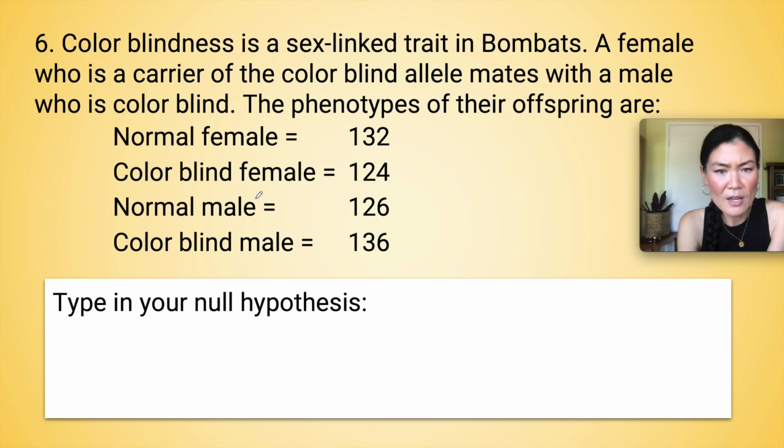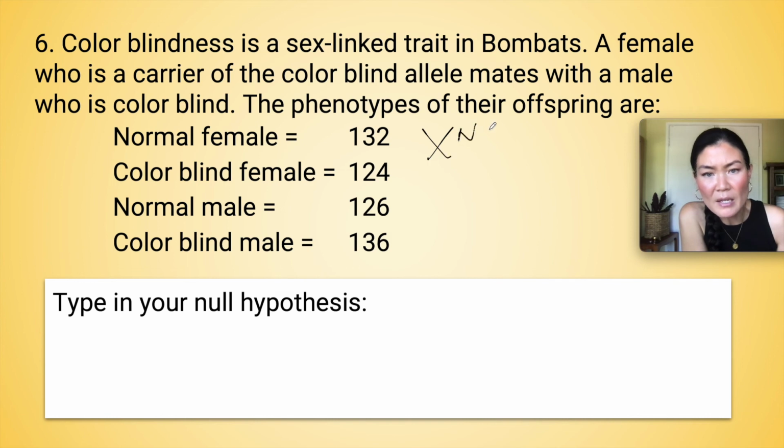We're not gonna do that, but maybe what I can help you with is I can set up the Punnett square for you, and then you can do the rest on your own. So, a female who's a carrier of the colorblind allele mates with a male who is colorblind. Remember, colorblindness is a sex-linked trait.